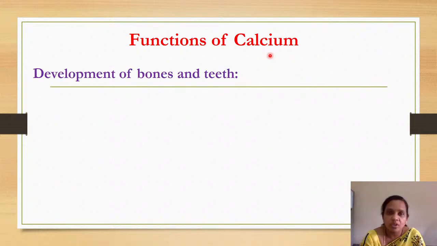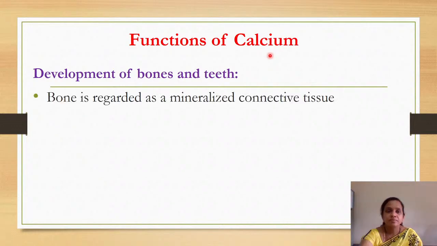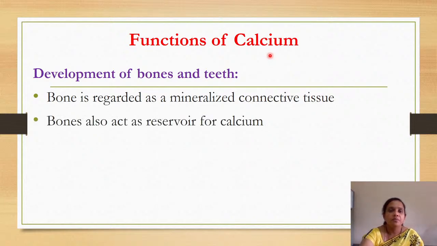For the development of bones and teeth, as I told you, 99% of the total body's calcium is concentrated in the bones. So you can imagine calcium is the major mineral present in the bone. Bone is regarded as mineralized connective tissue. The connective tissue would be normal only when it gets mineralized, then it becomes so strong. The bone acts as a reservoir store for calcium.